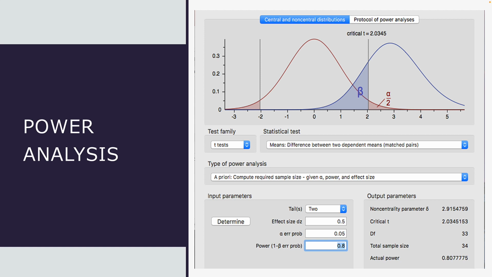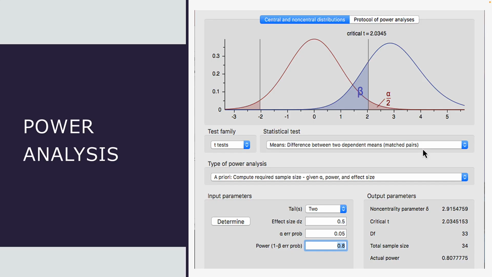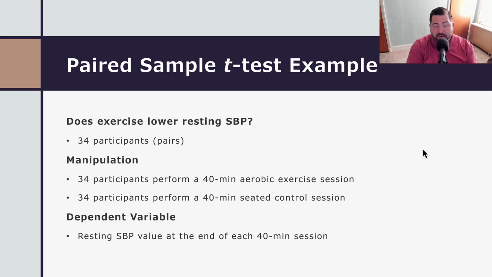When we look at the power analysis, we keep everything else the same. A priori, how many people do I need? Two-tailed test, alpha 0.05, power 80%. We need 34 people to reach the 80% threshold. So I would not conduct this experiment unless I at least had 34 people. I kept the numbers at 128 because it's a similar concept from the independent samples t-test. And so you need at least 34 people in order to run this kind of experiment.